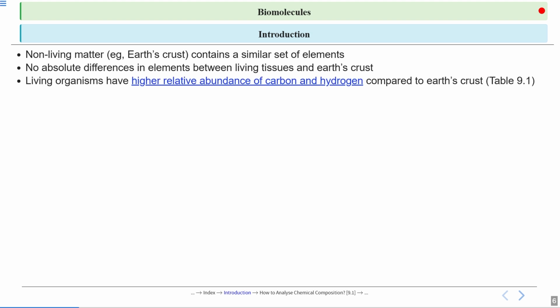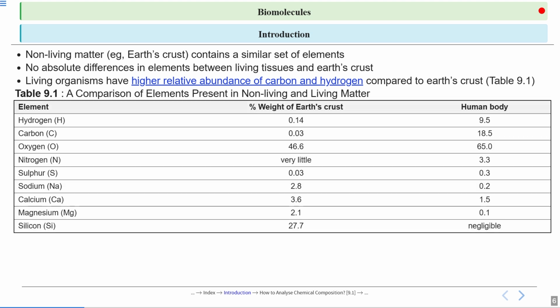Now, living organisms have a higher relative abundance of carbon and hydrogen compared to earth crust. So the living organisms are basically made up of carbon and hydrogen. So let's have a look at table 9.1. This is a comparison of elements present in non-living and living matter.